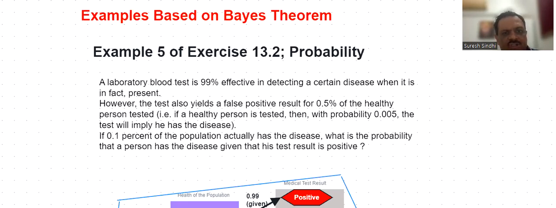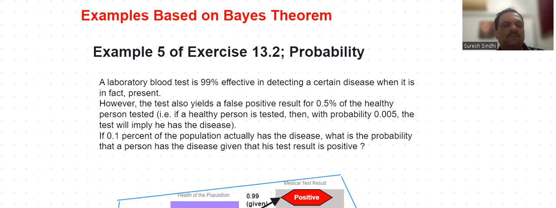A laboratory blood test is 99% effective in detecting a certain disease when it is in fact present. However, the test also yields a false positive result for 0.5% of the healthy person tested. That is, if a healthy person is tested, then with probability 0.005, the test will imply he has the disease. If 0.1 percent of the population actually has the disease, what is the probability that a person has the disease given that his test result is positive?